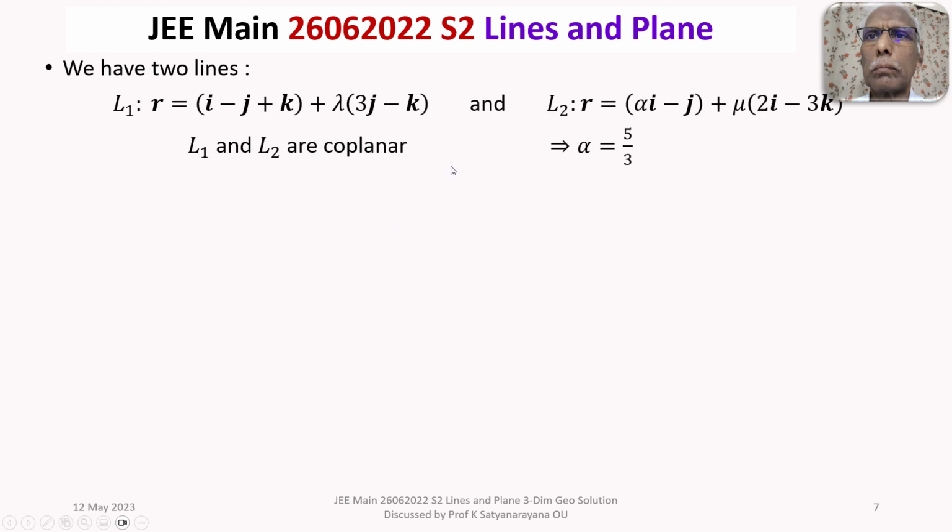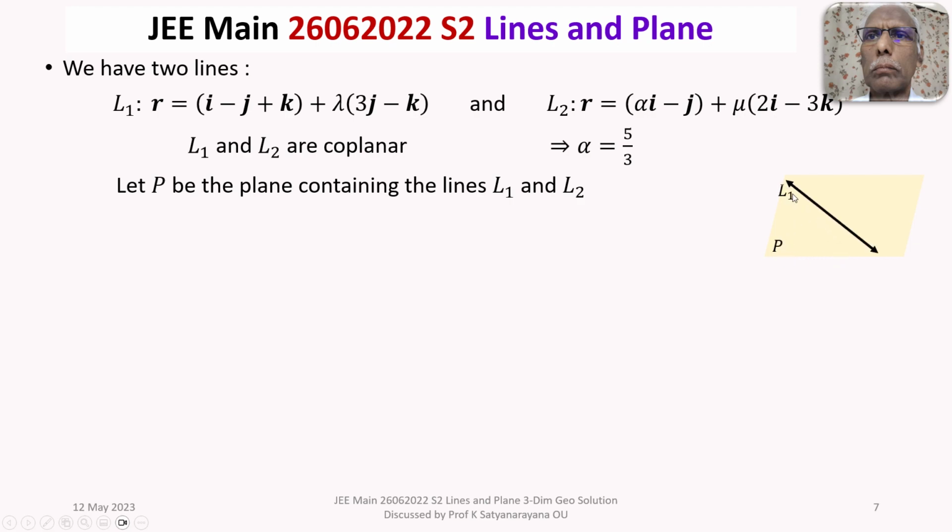That's what we have done so far, and we have found the value of alpha as 5 by 3. Let P be the plane containing the lines L1 and L2. So look at the demonstration. This is the plane P. This is L1. This is L2. That means P is the plane containing the lines L1 and L2.